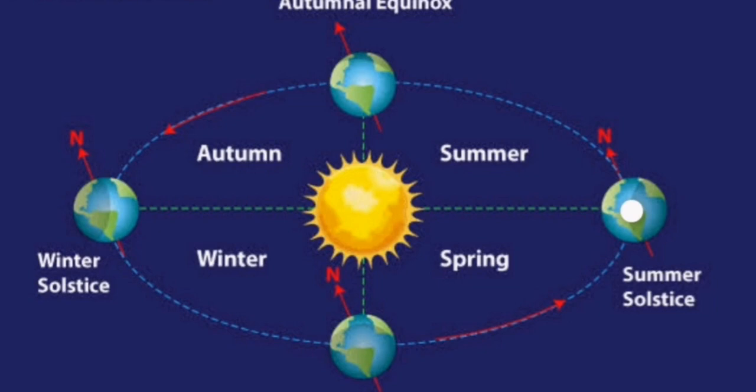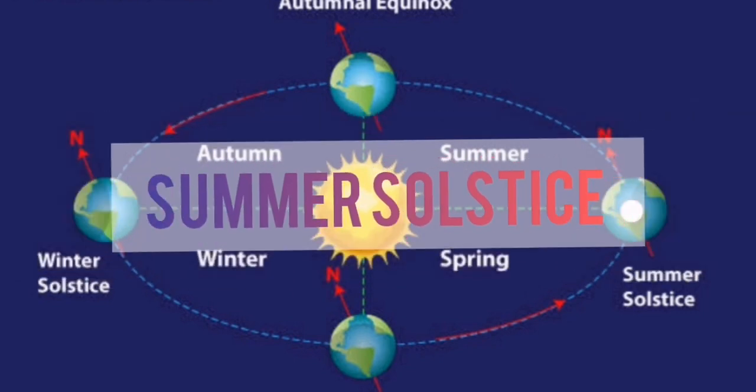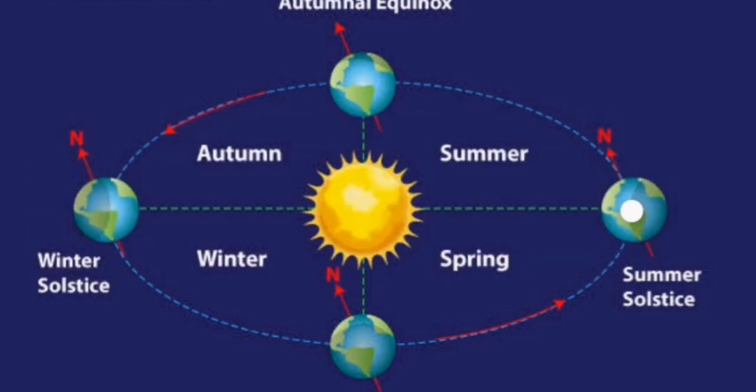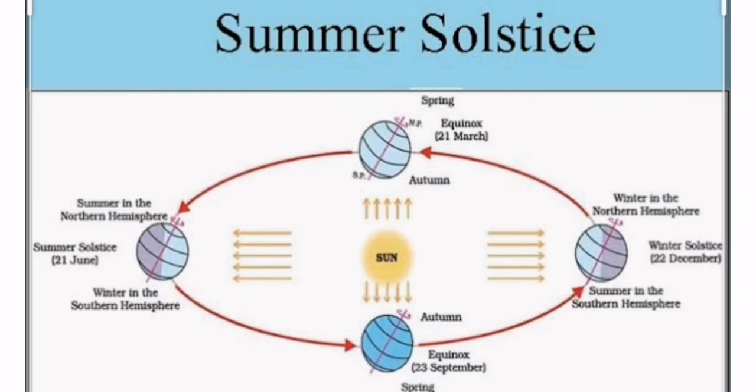So first we'll be discussing the summer solstice. So shall we start? On 21st June, what is the date? On 21st June, the northern hemisphere is tilted towards the sun. The northern hemisphere will be slightly tilted towards the sun. So what happens? The rays of the sun fall directly on the Tropic of Cancer. You know where the Tropic of Cancer is, right? It is 23.5 degrees north. So the rays of the sun will fall directly on the Tropic of Cancer.